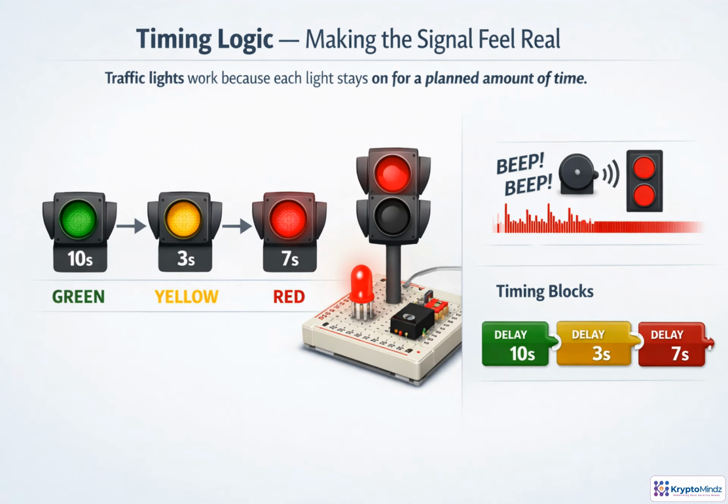Timing logic turns separate LEDs into a believable traffic signal. Instead of turning everything on at once, the program holds one state for a set time: green for 10 seconds, yellow for 3, then red for 7. During red, the buzzer can beep as a warning. In code, each state is usually followed by a delay or timing block. Change the delay values, and you change the behavior of the whole system without rewiring the circuit.